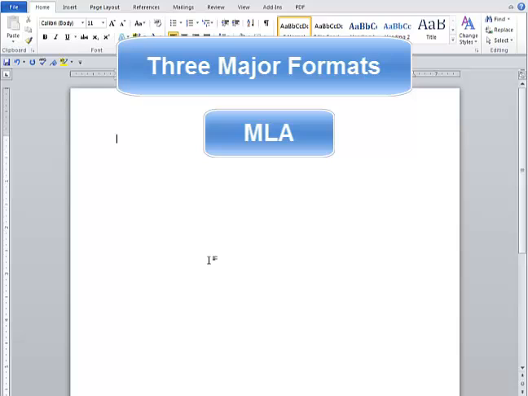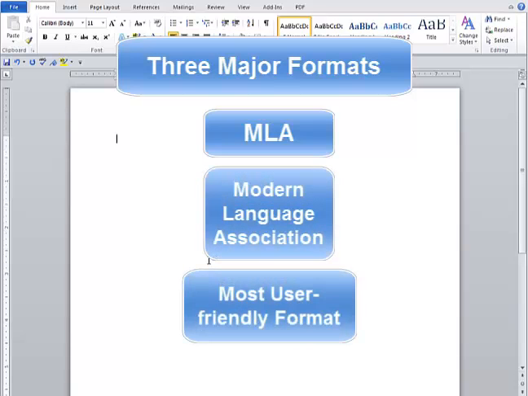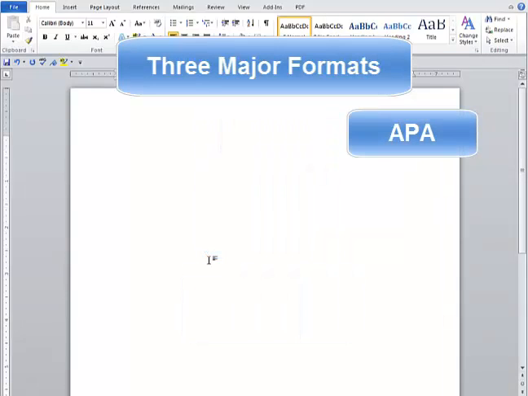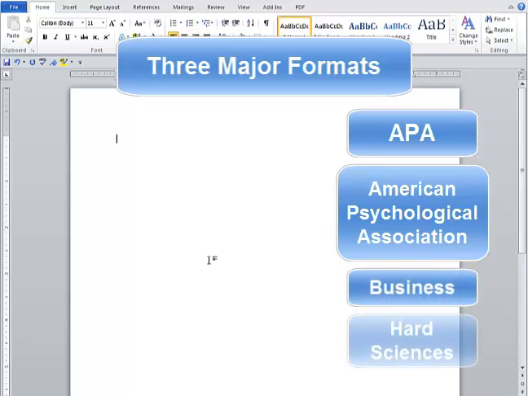MLA is an acronym for Modern Language Association. It's a good format. It's probably the most user-friendly of the three. APA stands for American Psychological Association. That's used heavily in business. It's used in the hard sciences and so forth. And it varies.